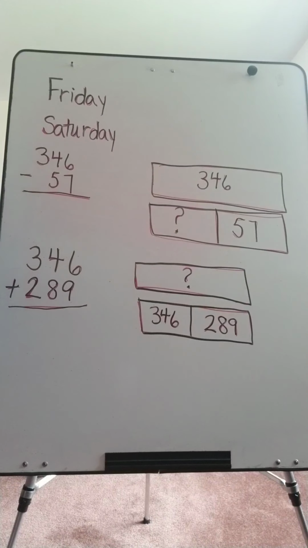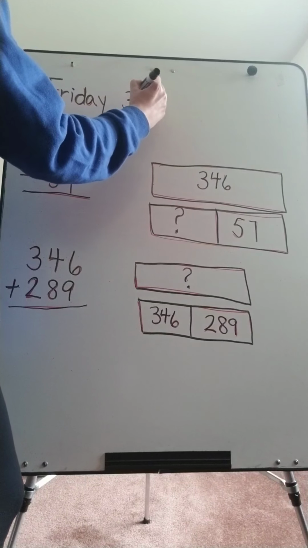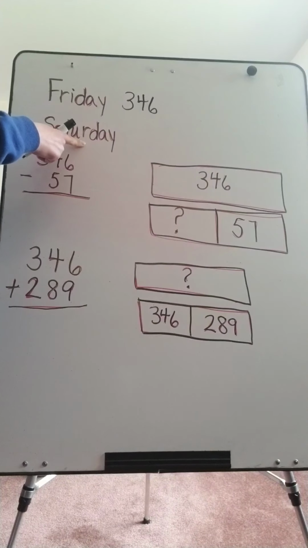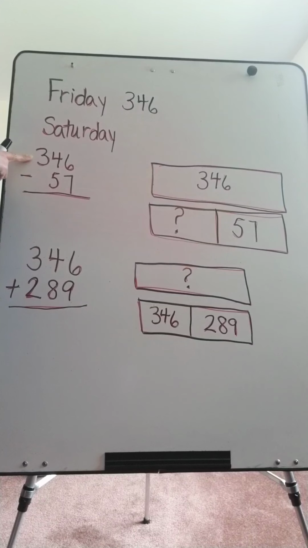So it says on Friday, 346 people go to a play. 57 fewer people go to the play on Saturday. How many people go to the play in all? So we know that 346 people went to the play on Friday. We have to figure out how many people went on Saturday, okay? So they're showing you the number of people at the play on Saturday is 57 less than 346. That's where they got their subtraction problem, okay?